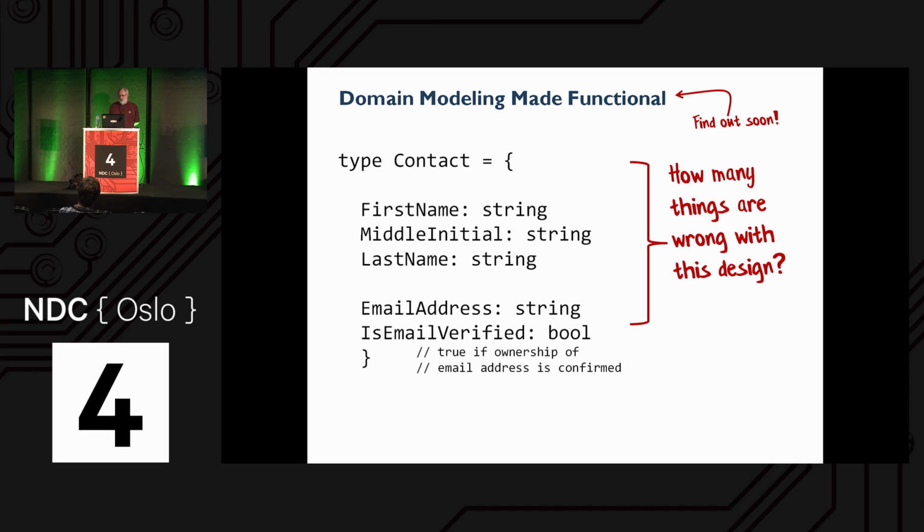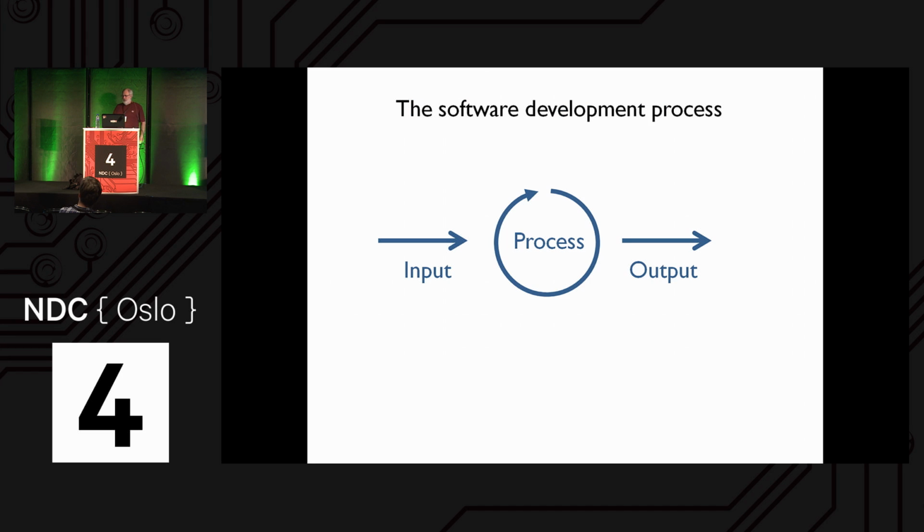So this is how you do a record type in F#. You can see it looks a little bit like JSON. And I'm going to ask you how many things are wrong with this. And we will, through this talk, go through and fix them. But before we get started on that, let's just talk about process.